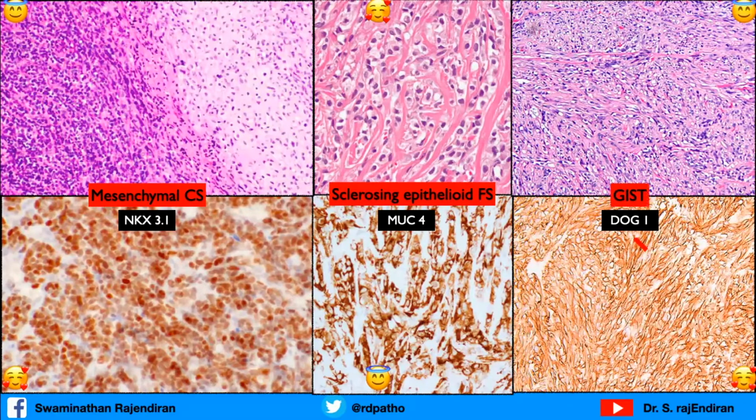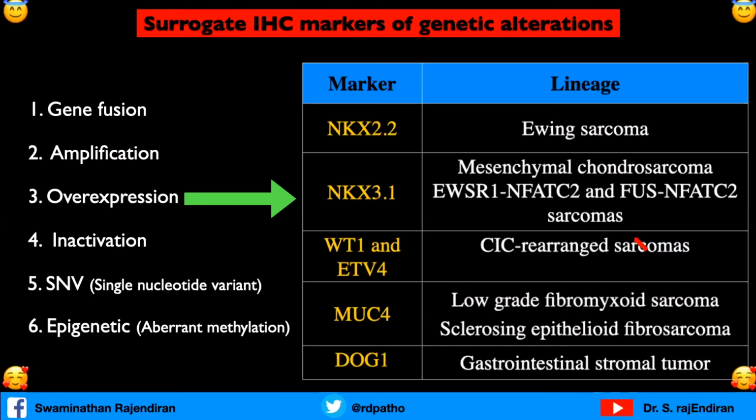Again, many people make the diagnosis of GIST on H&E. In the H&E, it is one of the differential diagnoses. You need DOG1 or CD117 or platelet-derived growth factor positivity before labeling it as GIST. So these are all the markers we covered, and they are all markers of overexpression.